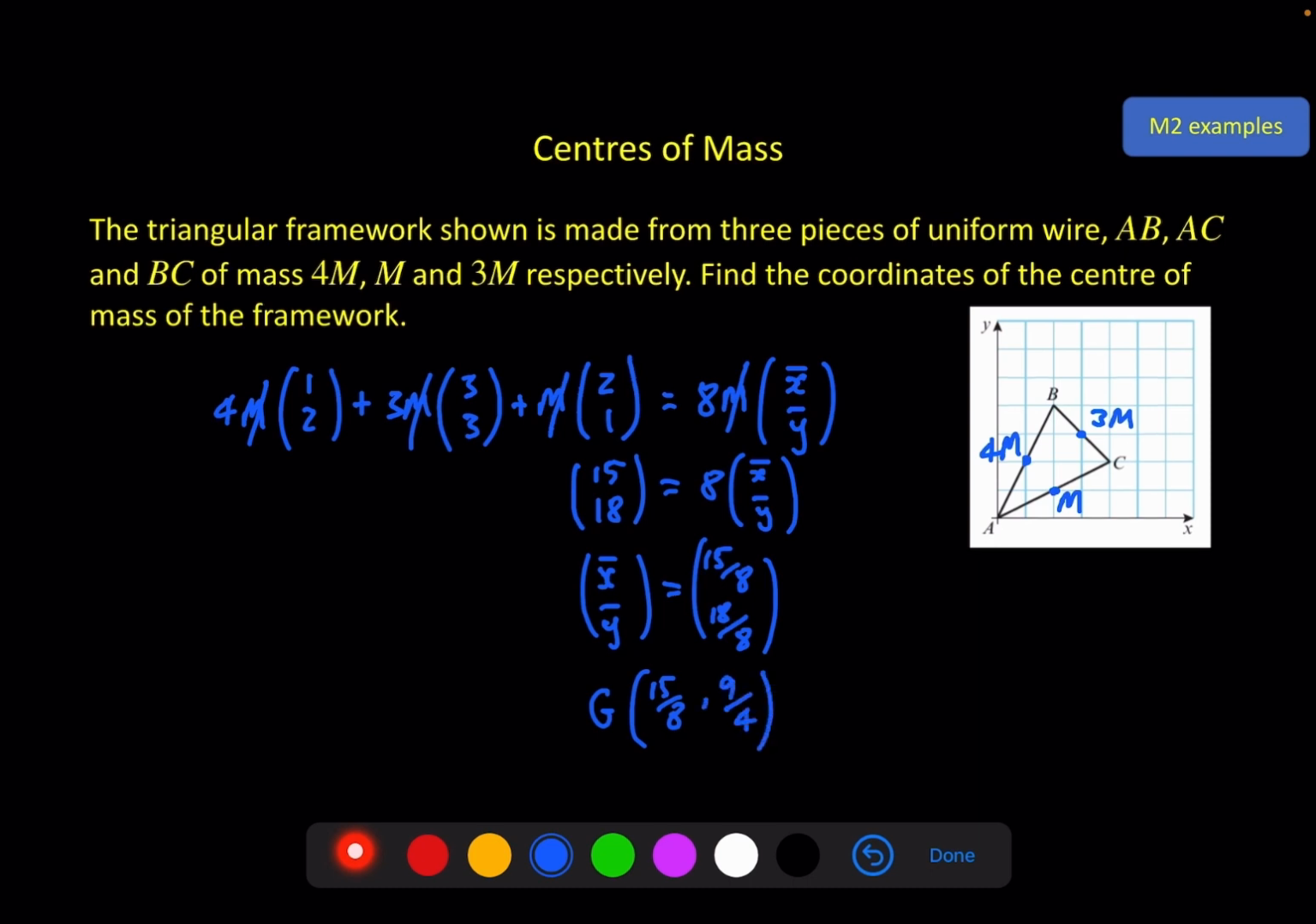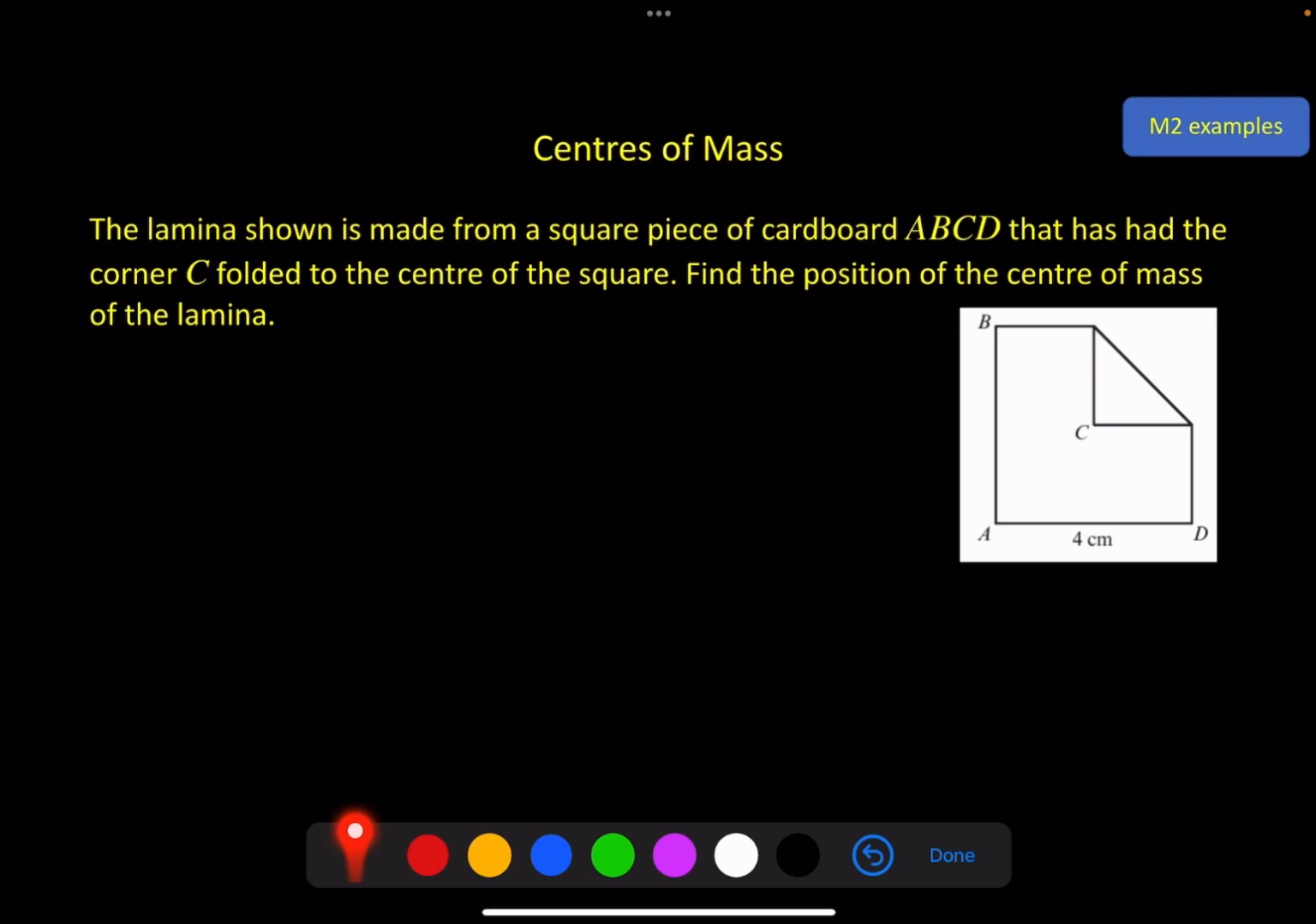Our second example might seem a little bit more complicated because they're not going to tell us the information like this. The context is implying a relation. So the lamina shown is made from a square piece of cardboard ABCD that has had the corner C folded over to the centre of the square. Find the position of the centre of mass of the lamina.